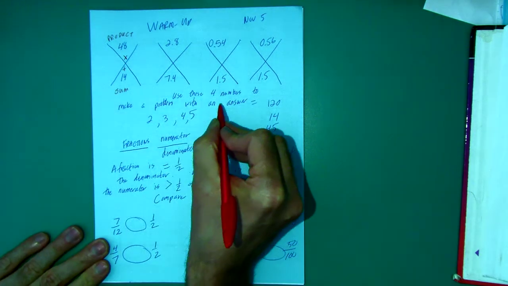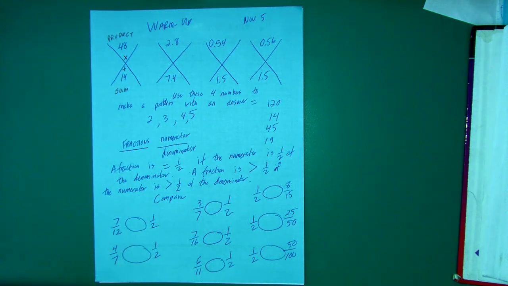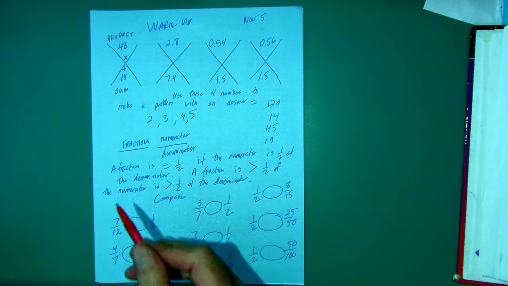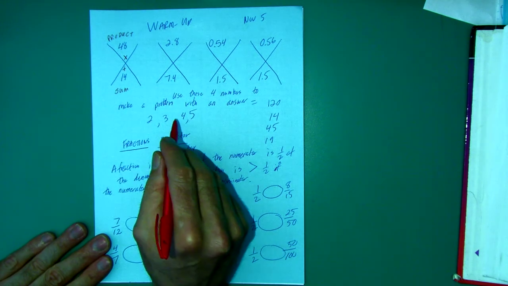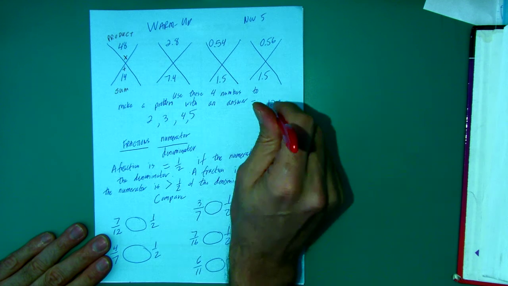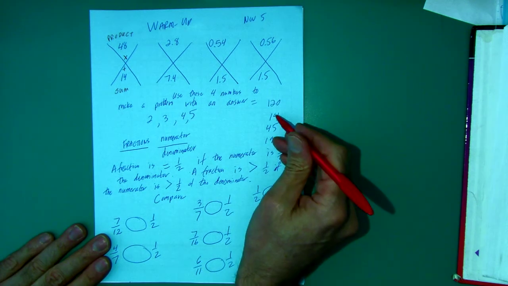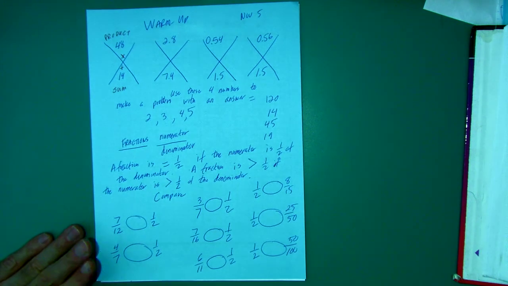I want you to use these four numbers, 2, 3, 4, and 5, and come up with a math problem. You can do whatever you want, right? You can do 2 minus 3 plus 4 divided by 5, whatever you want. Use those four numbers to make a problem where the answer is 120, one where the answer is 14, one where the answer is 45, and one with 19. See if you can come up with those. These are some tough puzzle problems. You got to play with them a little bit, okay? I will give you answers when you come back.